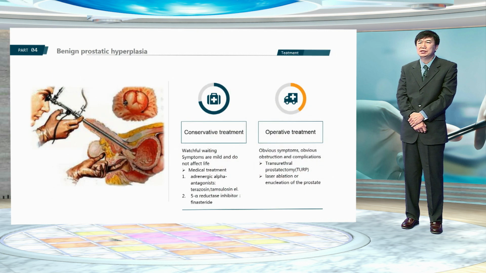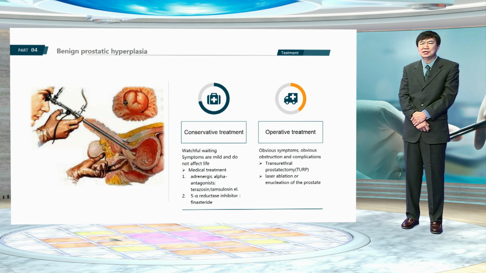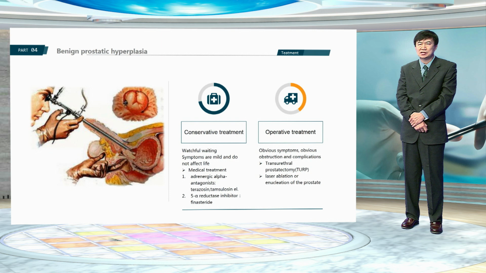Conservative treatment or surgical intervention can be considered according to the condition of patients with benign prostatic hyperplasia. In conservative treatment, watchful waiting can be used in those with mild symptoms and without significant influence on the quality of life. Medical treatment includes alpha-adrenergic antagonists and 5-alpha reductase inhibitors. Surgical treatment usually includes transurethral prostatectomy and laser ablation or enucleation of the prostate. At present, the former is still the gold standard for the treatment.